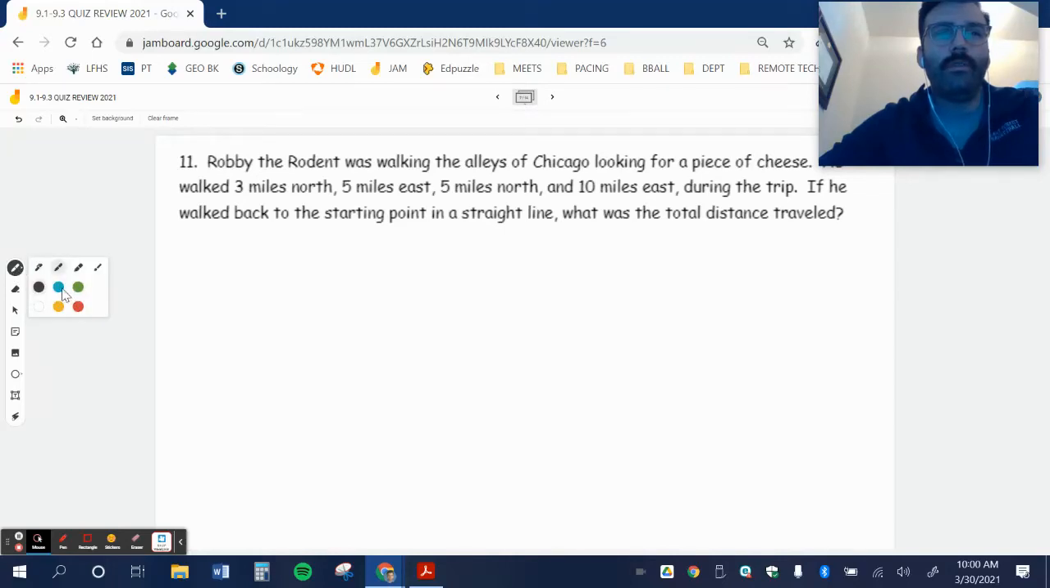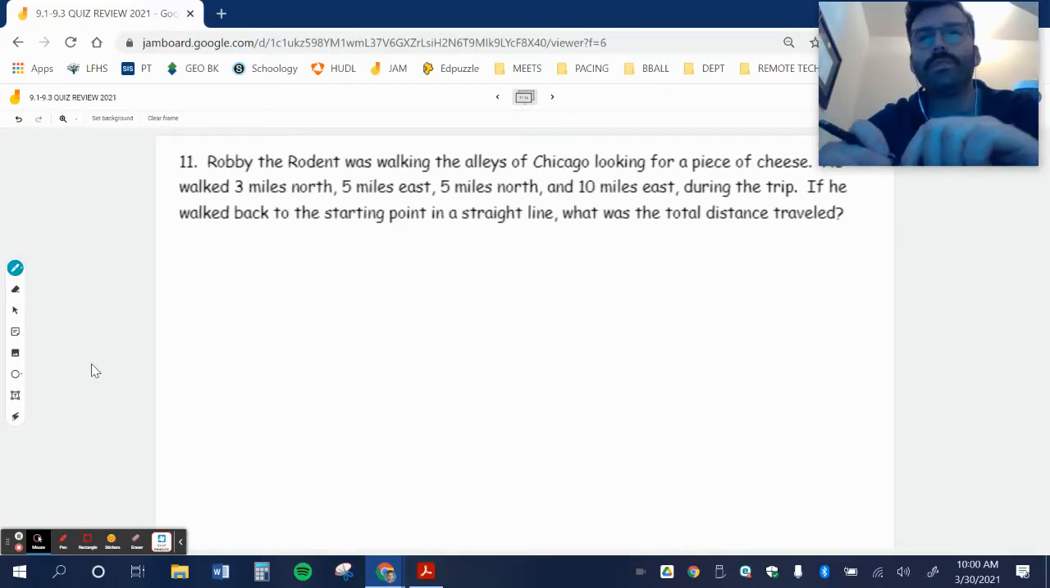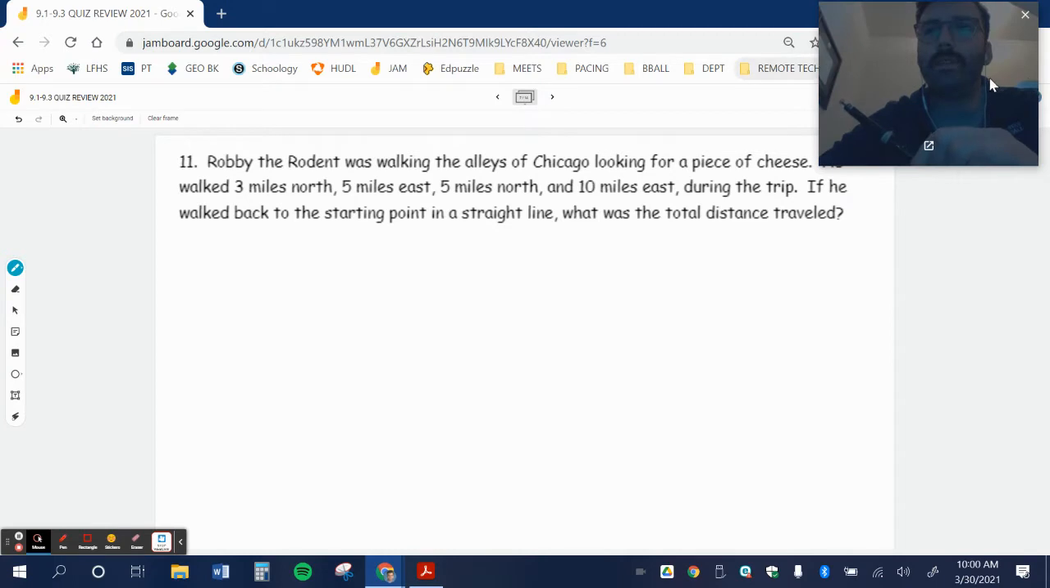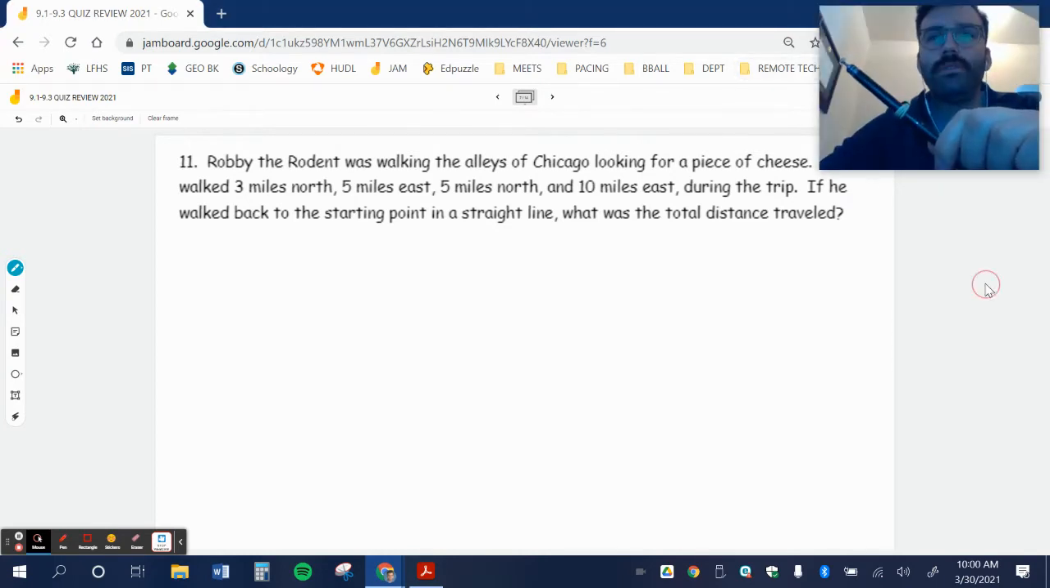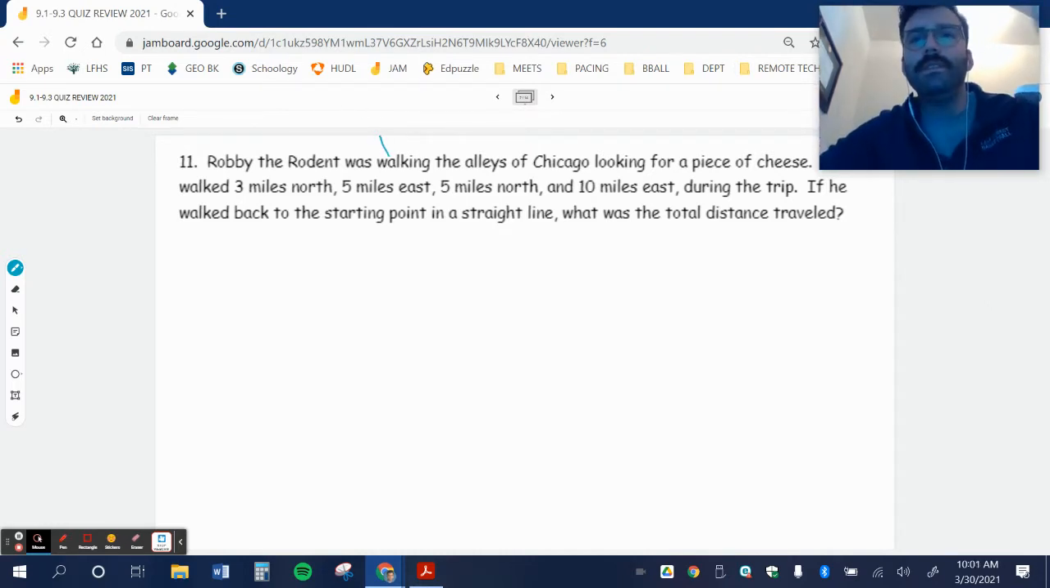All right, we got our friend Robbie the Rodent. Robbie the Rodent was walking the alleys of Chicago looking for a piece of cheese. He walked 3 miles north, 5 miles east, 5 more miles north, 10 miles east, and 10 miles east during the trip. If you walk back to a starting point in a straight line, what was the total distance traveled?